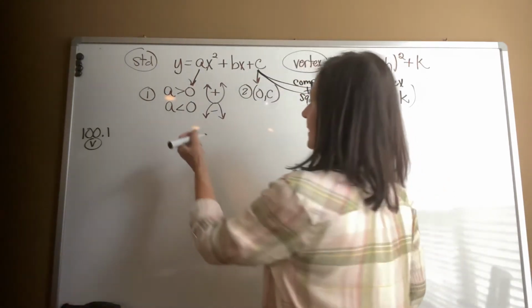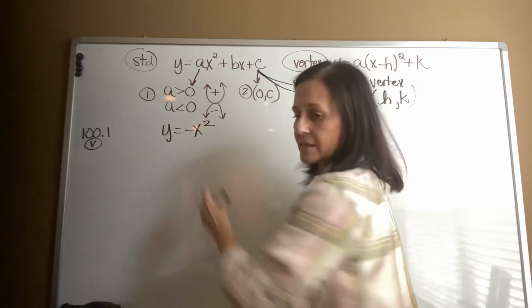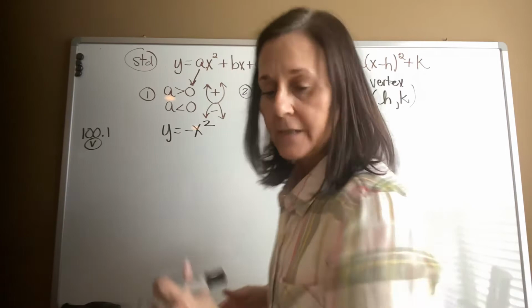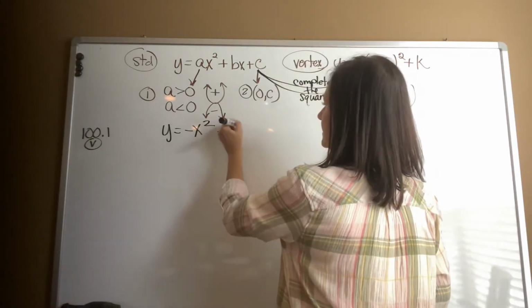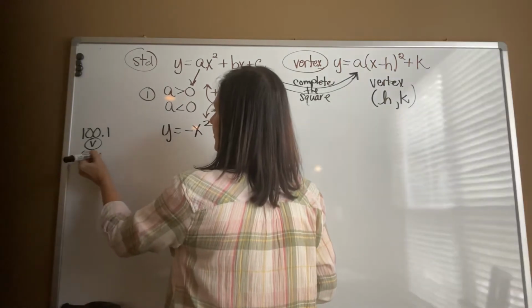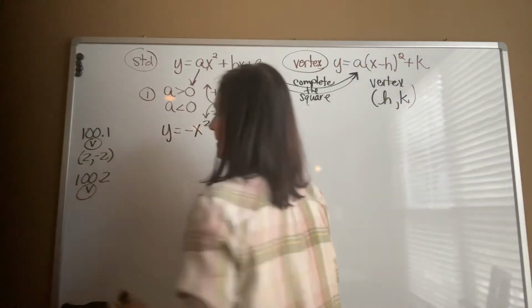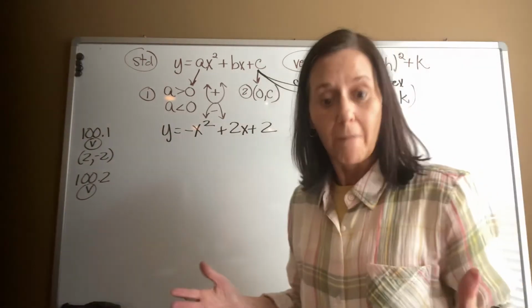And we begin with y equals negative x squared plus 2x plus 2. I forgot to write my vertex, 2, negative 2. All right, I'm going to write my vertex. I don't have anybody here to remind me. Okay.